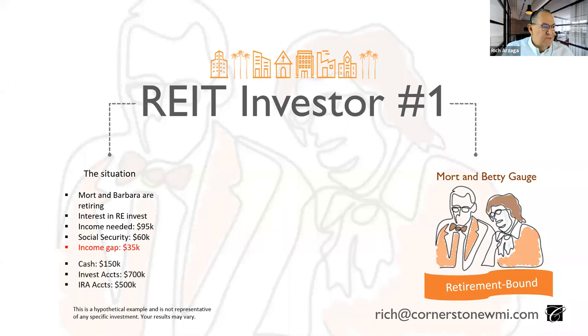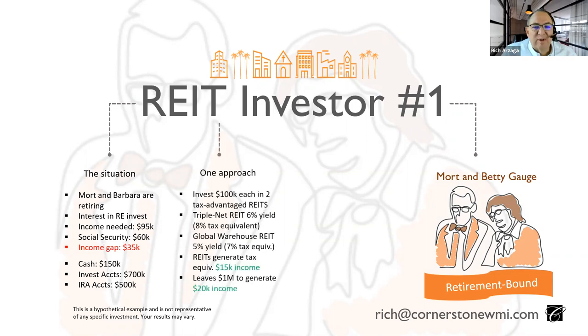Well, just to give you some more background. They have cash of $150,000. They have investment accounts of $700,000 and IRA accounts of $500,000. That's what they've got. So here's one approach. There's different things to consider. Here's one approach. They invest $100,000 each in two tax advantage REITs, right?